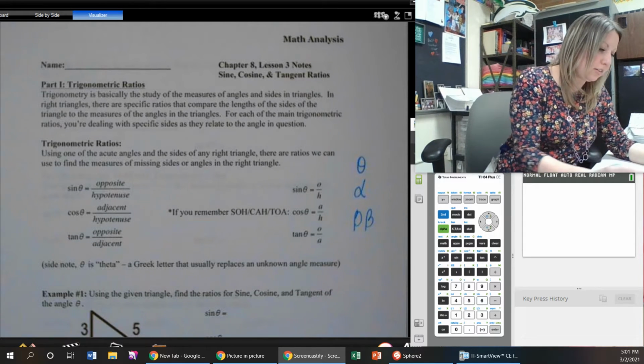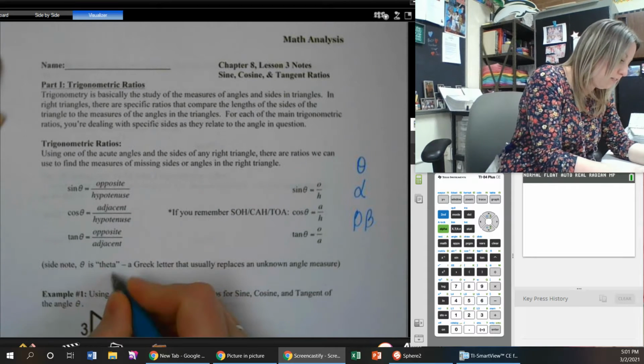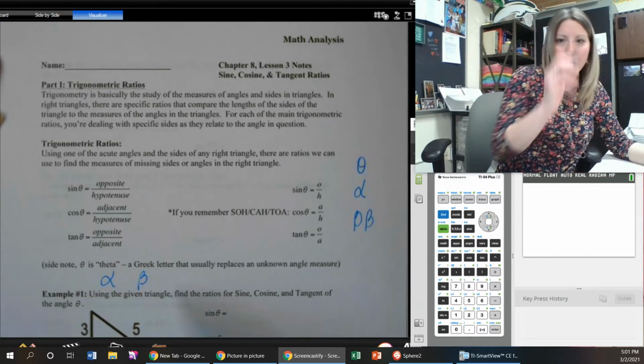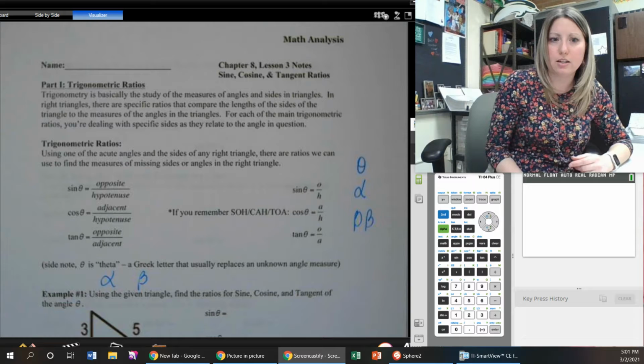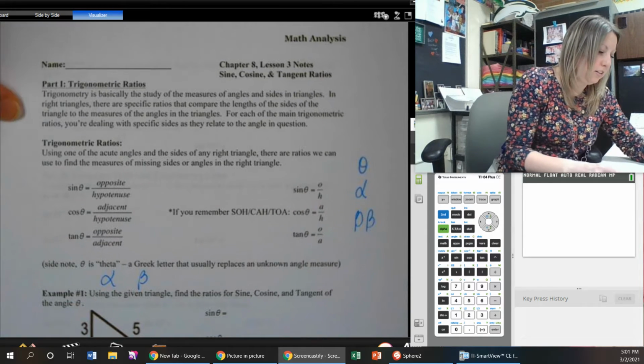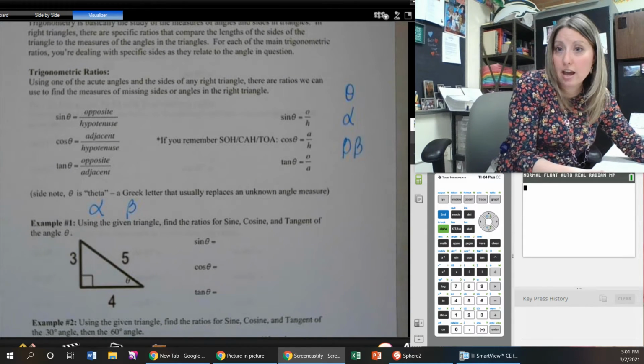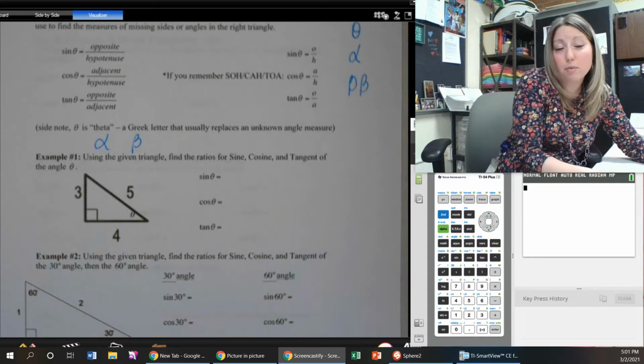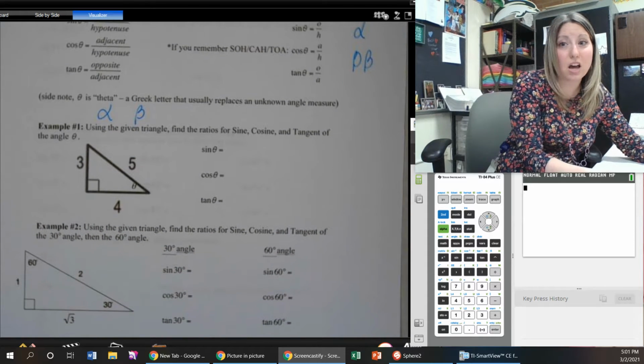These are the ways. Theta, alpha, beta. That's a much better beta too. Why is my first beta stinky? Greek letters have a tendency to replace our angle measures. Sometimes we use X, Y, Z, but not often.